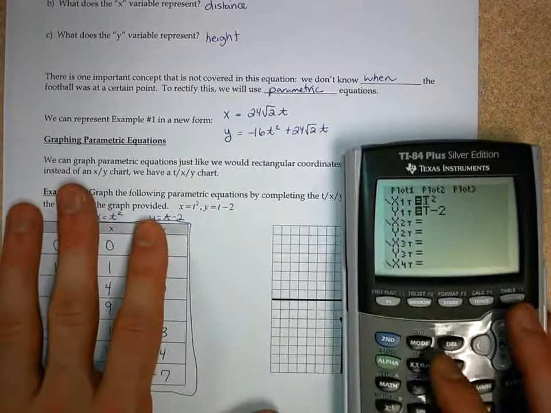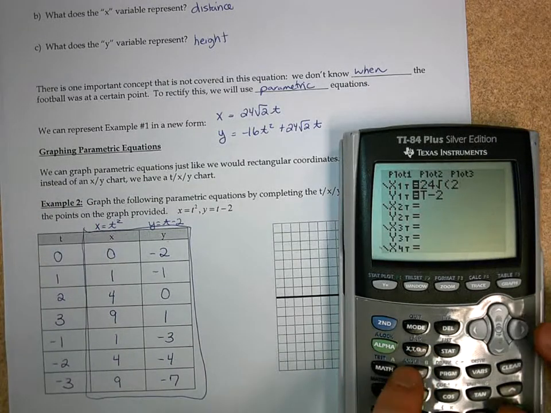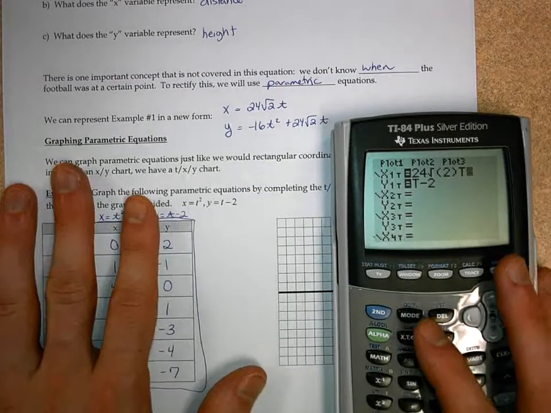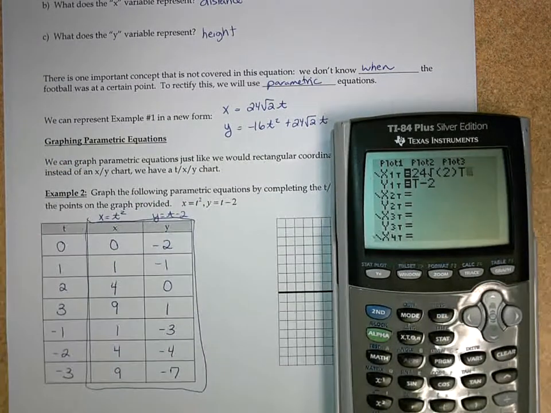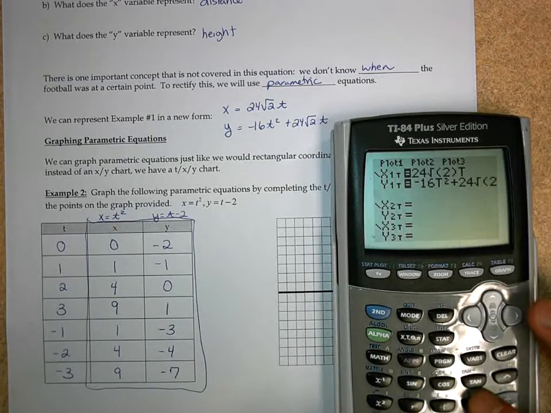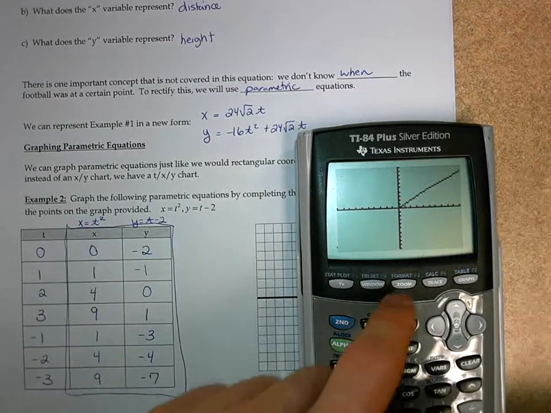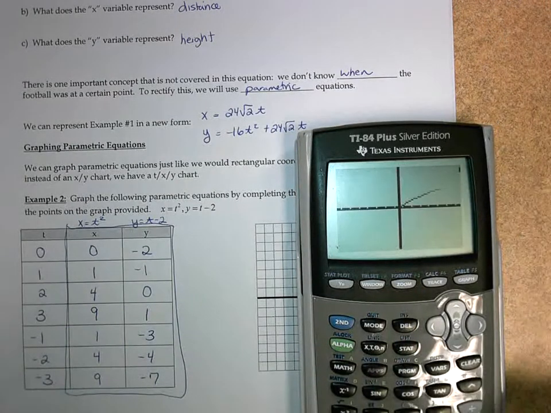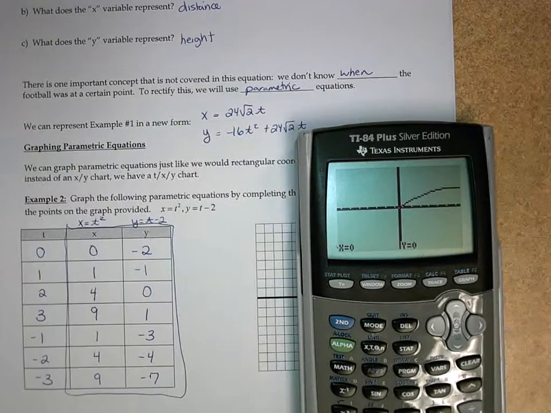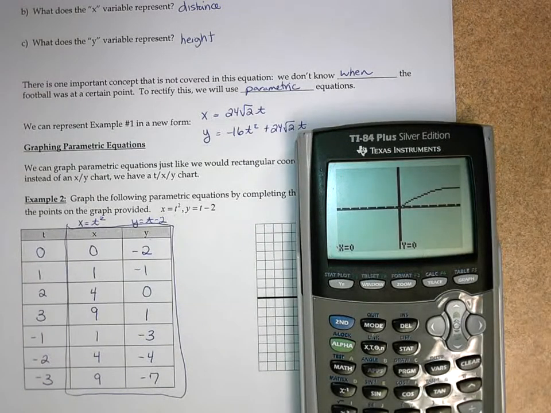Let's look then at the very first one we had, this example 1 of a parabola. I could have plugged in right there 24 square root of 2 t. Got to make sure that t is outside my square root. And then the second one was negative 16 t squared plus 24 square root of 2 t. And this one I'm probably going to need to zoom out a little bit. And I can begin to see there's my parabolic shape that the football would have taken.